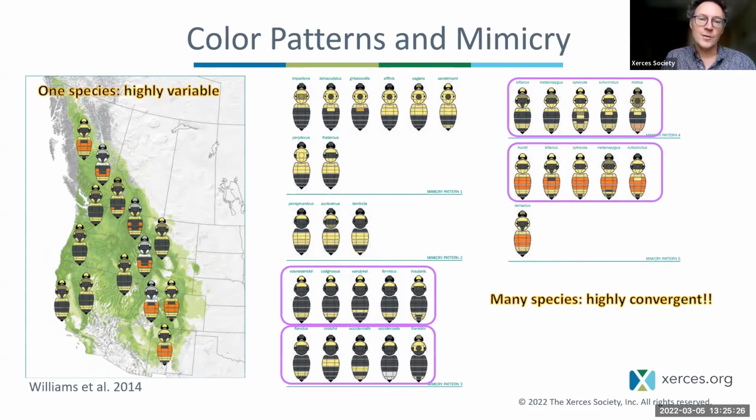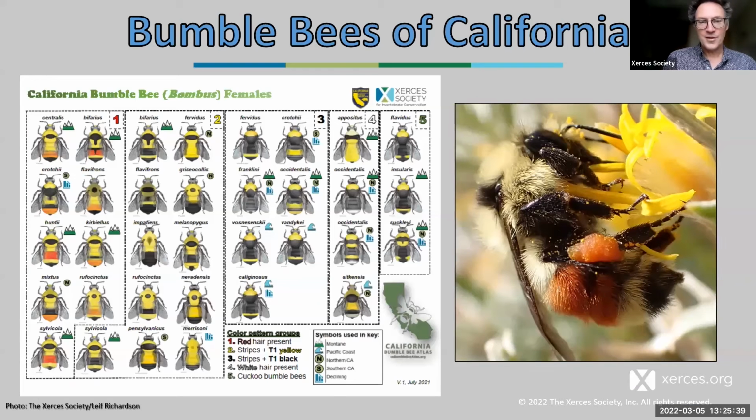And it makes it difficult for you as the bumblebee identifier to figure out, is this one variable species, as we've said on the left hand, or is this 5 species, as we've said on the right hand side of the slide. So we'll move forward and try to help you understand how to navigate this.